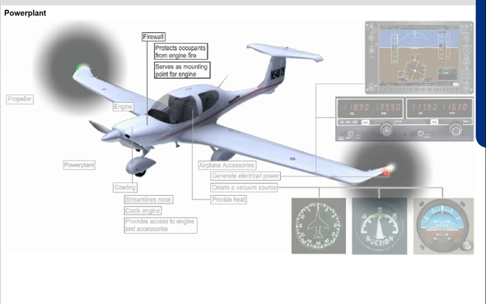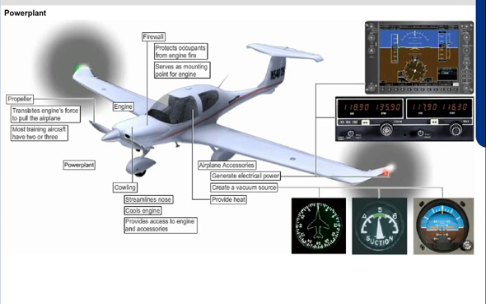The propeller, sometimes called the prop, translates the rotating force of the engine into the forces that create the thrust to pull the airplane through the air. Although the number of blades on a propeller can vary, most training aircraft have 2 or 3.